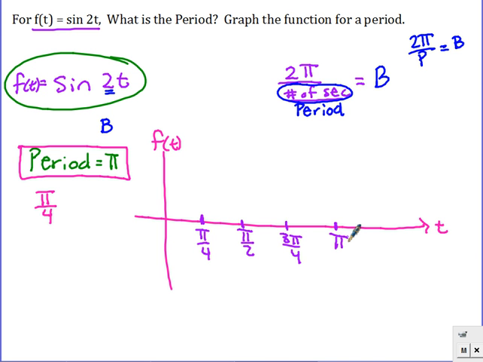Now, it looks like our amplitude is still 1. So we're going 1 up and 1 down. And sine is going to start at the midline.